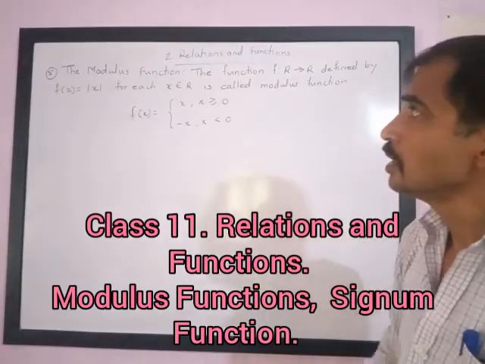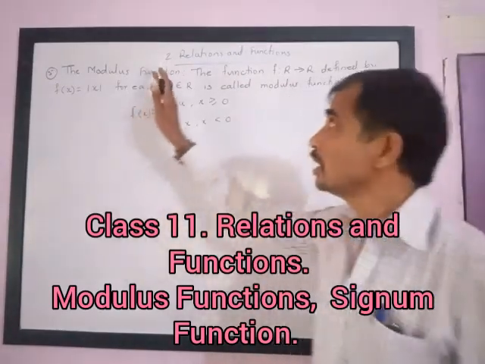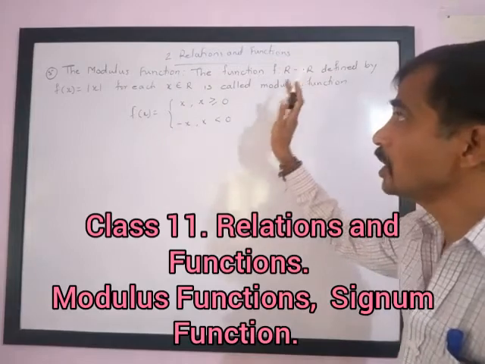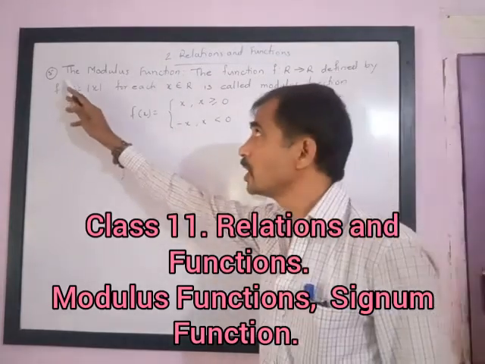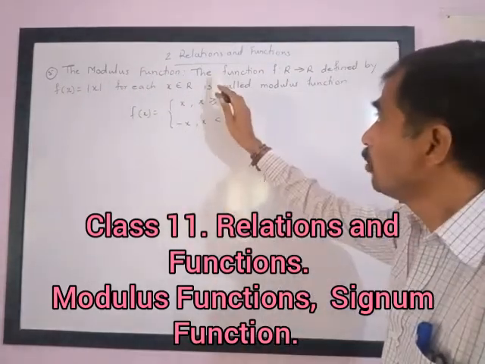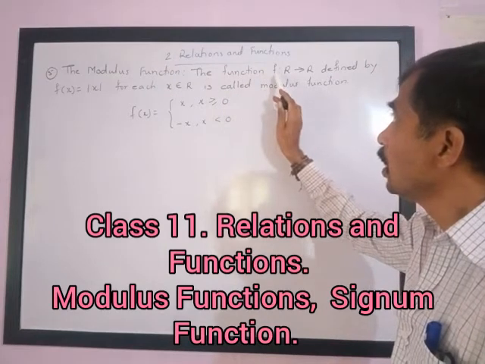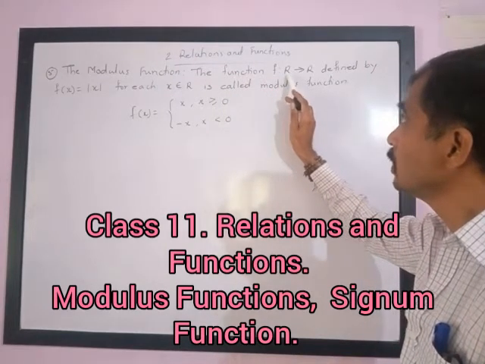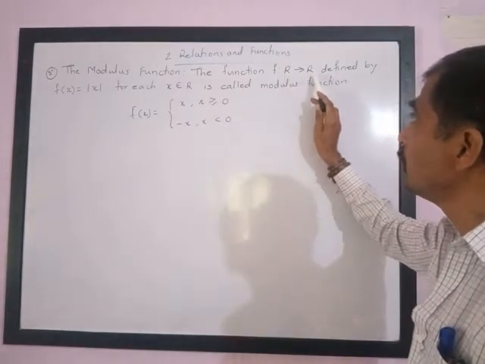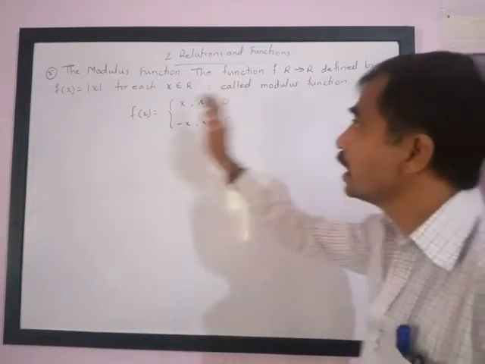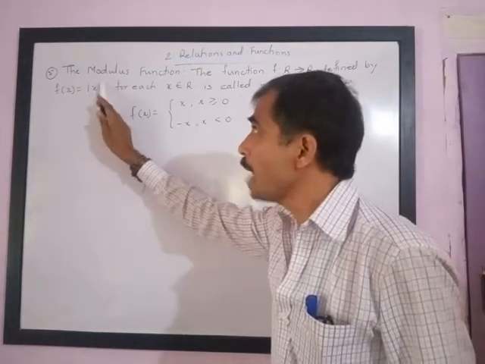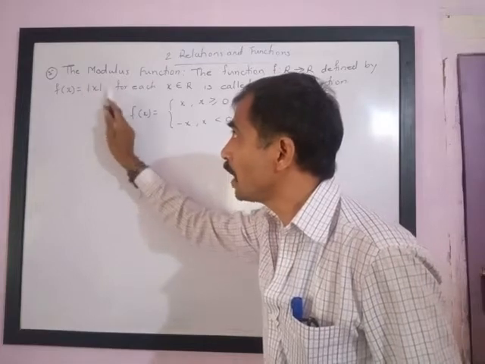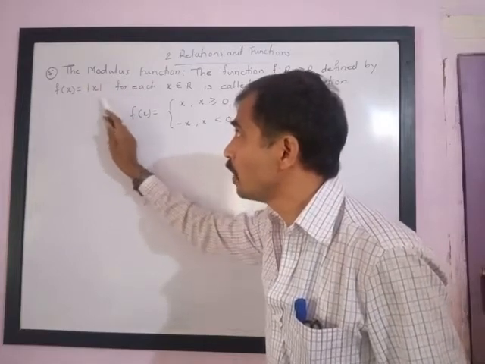Dear friends, in 11th standard we are studying the second chapter, relations and functions, and the next type of function is the modulus function. The function f from real numbers to real numbers defined by f of x is equal to absolute value of x, or mod of x. This is read as mod of x or absolute value of x.